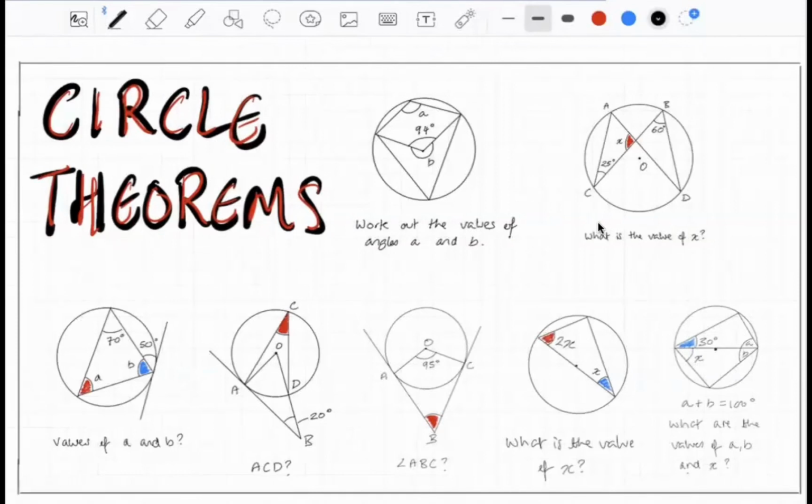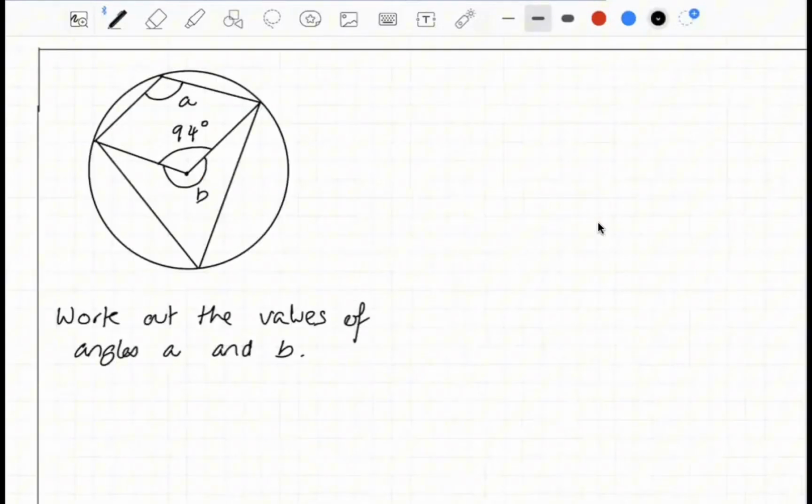Let's go through the answers to my circle theorem questions from this week. Ready? Work out the values of angle A and B here.